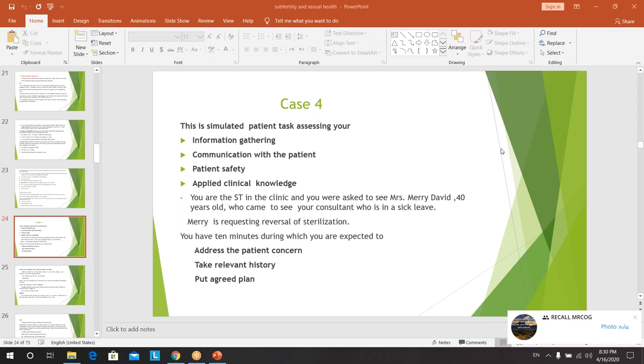But I am a little bit concerned about your age. So you allow me to explain this. What about my age? I am 40 only. Yes, of course you are young, but the more the age, the more the coming pregnancy is likely to have a complication, and the more the incidence of miscarriage. I'm sorry, I have to tell you what the advantages and disadvantages. Okay, tell me.